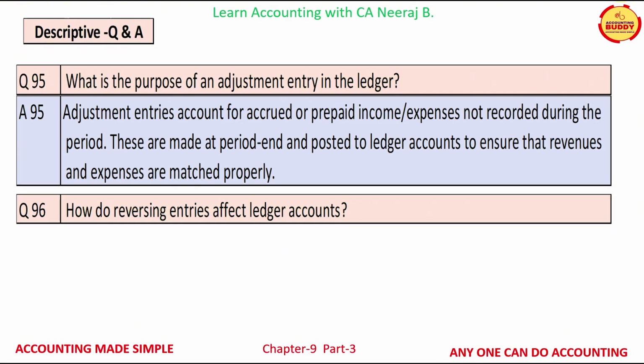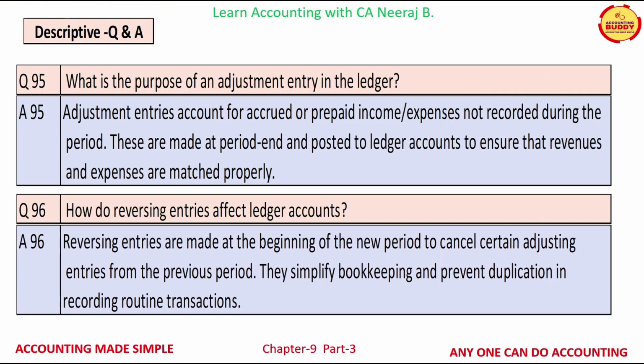Question number 96. How do reversing entries affect ledger accounts? And the answer is reversing entries are made at the beginning of the new period to cancel certain adjusting entries from the previous period. They simplify bookkeeping and prevent duplication in recording routine transactions.